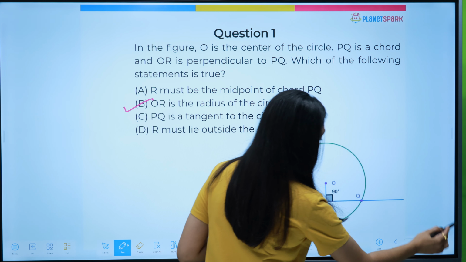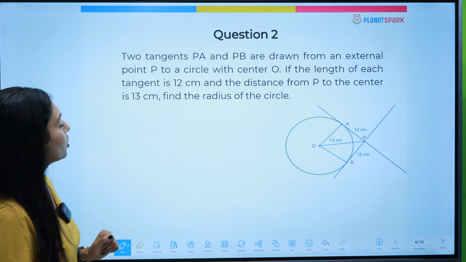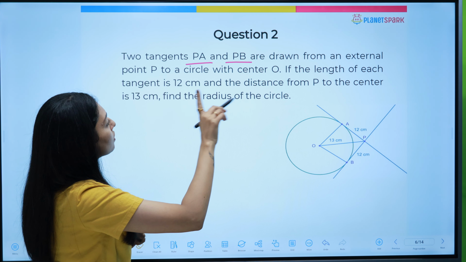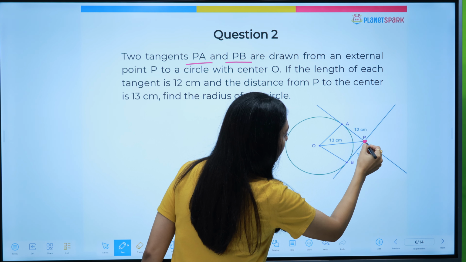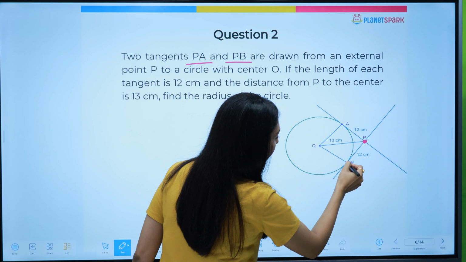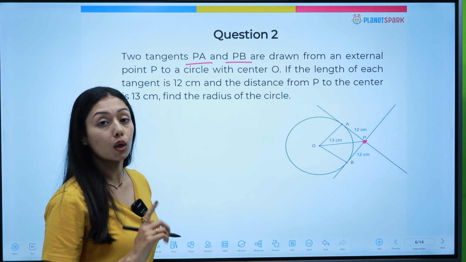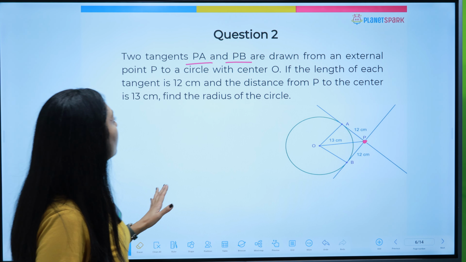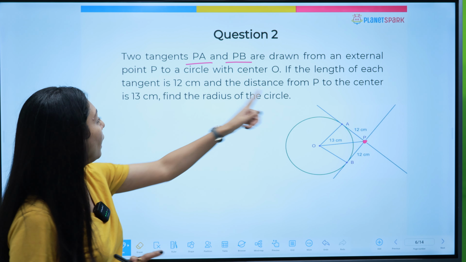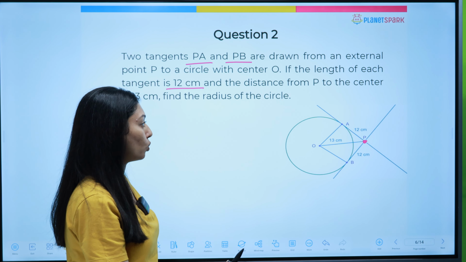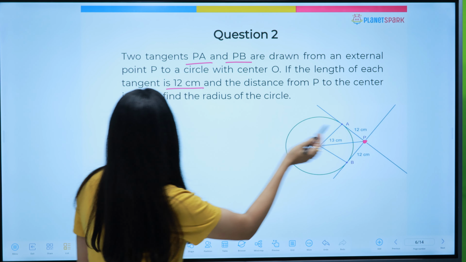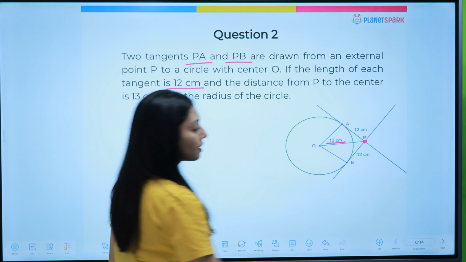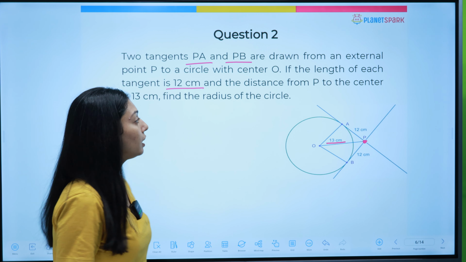Okay then, next one. Two tangents PA and PB are drawn from an external point P to the circle with center O. Here we have the external point P. From here, PA and PB, these two tangents are drawn there. What do we know about it? The lengths will be equal, right? So we already know PA and PB are equal. And it's given also that the length of both is 12 centimeters. Okay. The distance from P to the center of the circle is also given. P is joined to the center of the circle, that is O, and that distance is given to be 13 centimeters, right? What do we have to find?